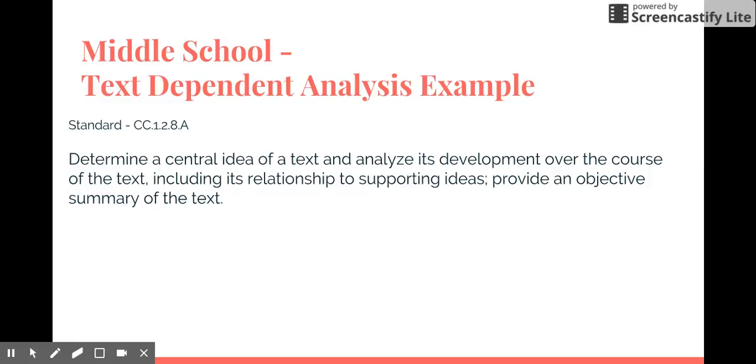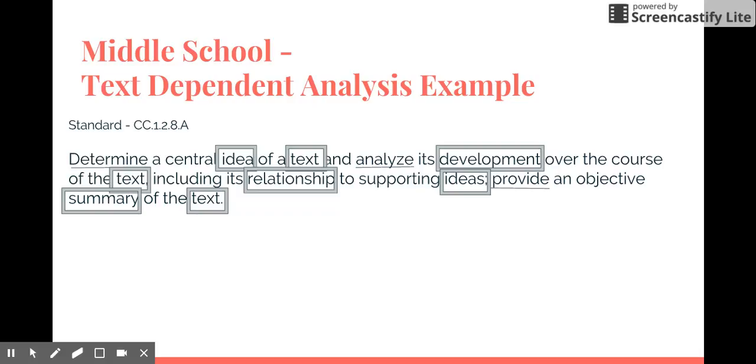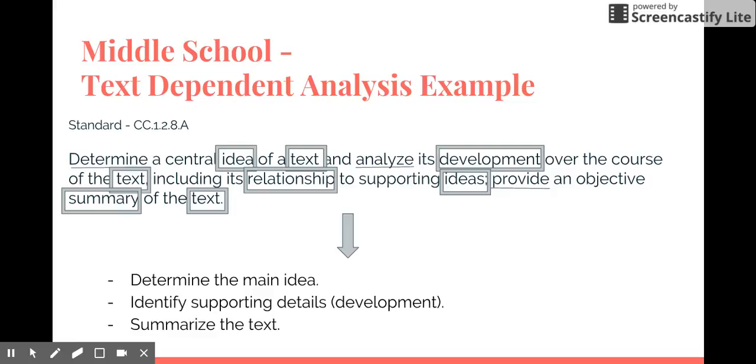Determine a central idea of a text and analyze its development over the course of the text, including its relationship to supporting ideas, and provide an objective summary of the text. So if we were to essentialize it, we're going to underline our verbs, box the nouns, and then transform it by limiting the scope of what we're looking to do and eliminating the extra language. So we're asking students to determine the main idea, identify supporting details.